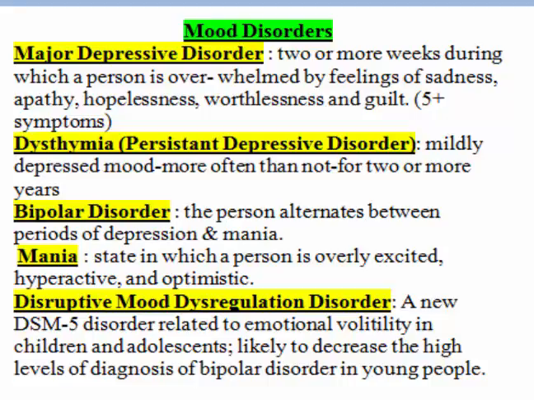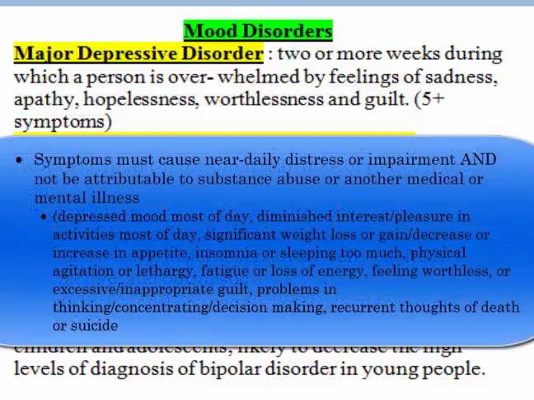So the first one that we typically think of when we think of depression would be major depressive disorder. Major depressive disorder would include 2 or more weeks during which a person is feeling overwhelmed by things like sadness, apathy, hopelessness, worthlessness, and guilt. There's a whole list, but essentially the criteria to be diagnosed with major depressive disorder is 2 or more weeks with 5 or more symptoms.